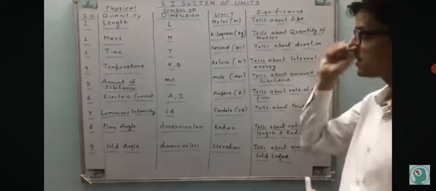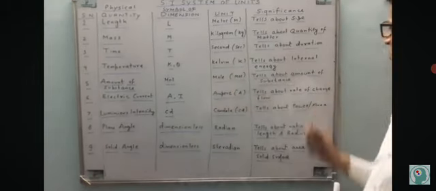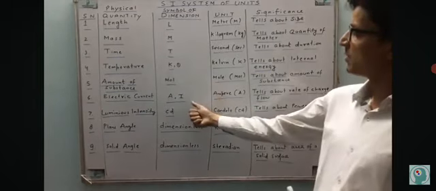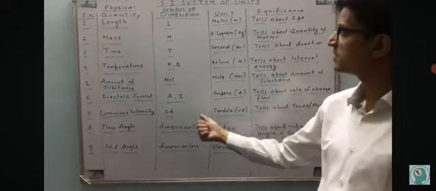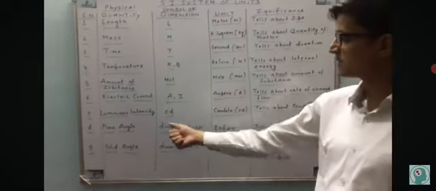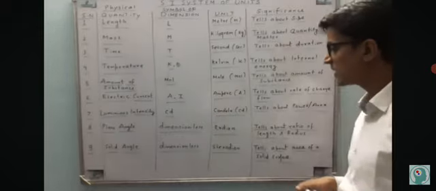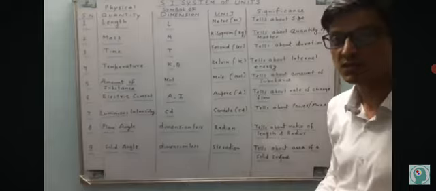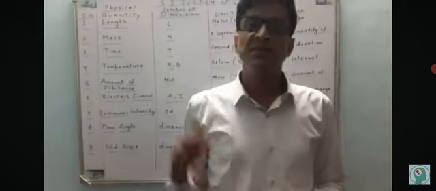Next is amount of substance, its symbol of dimension is mol, unit is mole, and it tells about amount of substance. Sixth is electric current, symbol of dimension is A or I, unit is ampere, and it tells about rate of charge flow. Next is luminous intensity, symbol of dimension is cd, unit is candela, and it tells about power per unit area. Next is plane angle, dimensionless, unit radian, and it tells about the ratio of length and radius. Last we have solid angle, which is dimensionless but has units, steradians, and it tells about the area of a solid surface. So these were some of the information as far as your information is concerned.